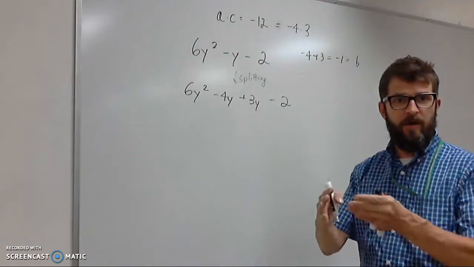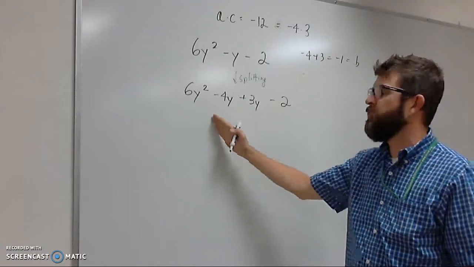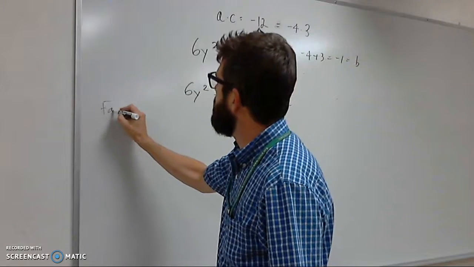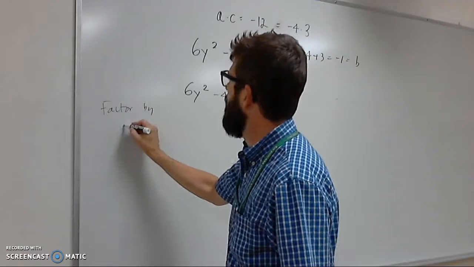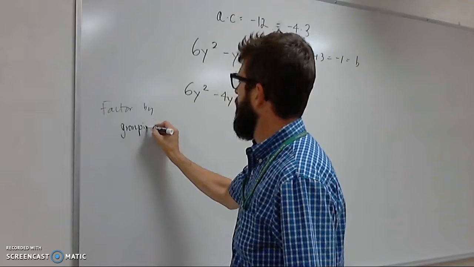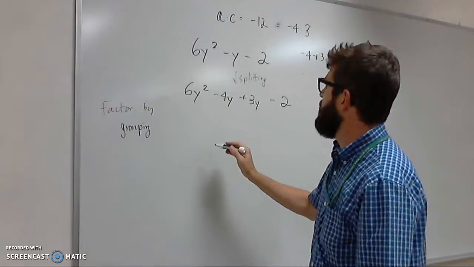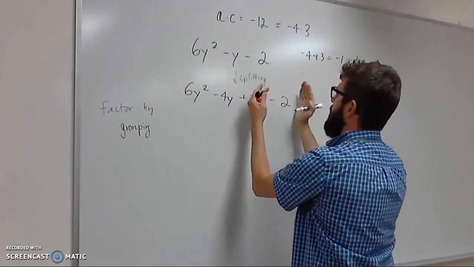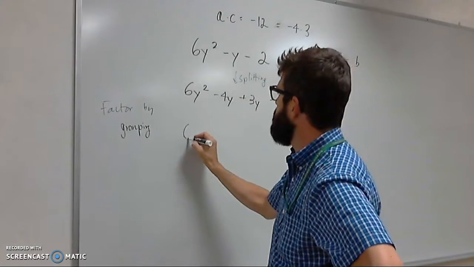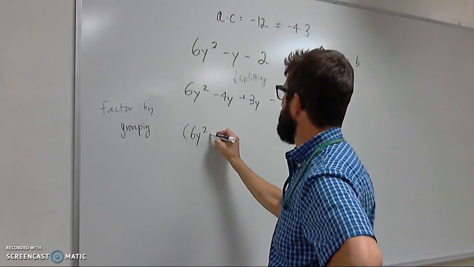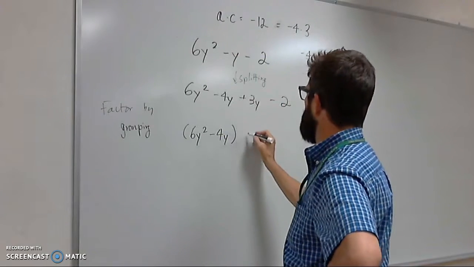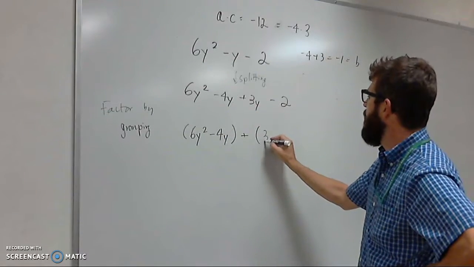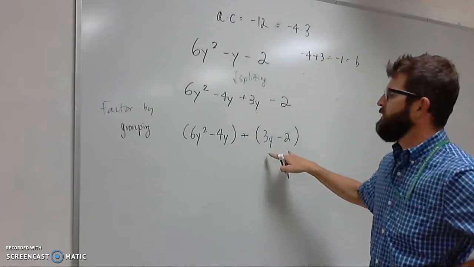You recall that when you've got 4 terms in a polynomial and you're trying to factor that, one thing that you could think about is what you call factor by grouping. So factor by grouping. What I do is I group around the first 2 terms, keep the sign in the middle, and then group around the second 2 terms. So I'm going to group around this first chunk, 6y squared minus 4y, keep the plus sign in the middle, and then group this second term. So 3y minus 2. Group these second 2 terms.